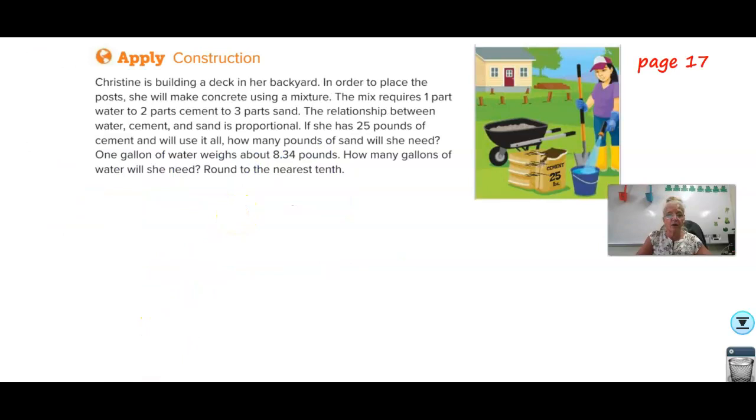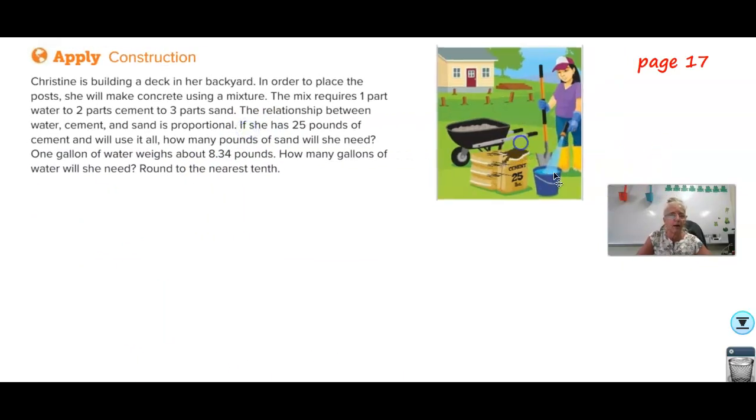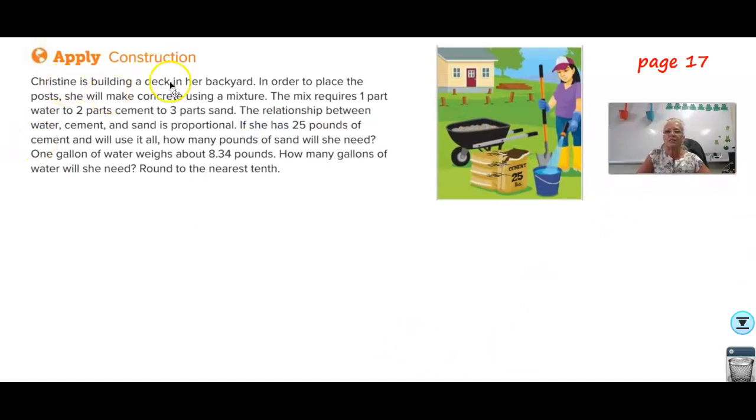Here they're complicating this. Now they're giving you 3 things. This is a really tricky problem. I had to look at this one for a minute. Christine is building a deck in her backyard. In order to place the posts, she will make concrete using a mixture. The mix requires 1 part water to 2 parts cement to 3 parts sand. We've got 3 things that we have parts for. All right, we're not going to be able to use those little fraction thingies because we've never seen a fraction with 3 parts. We're going to have to do this differently.